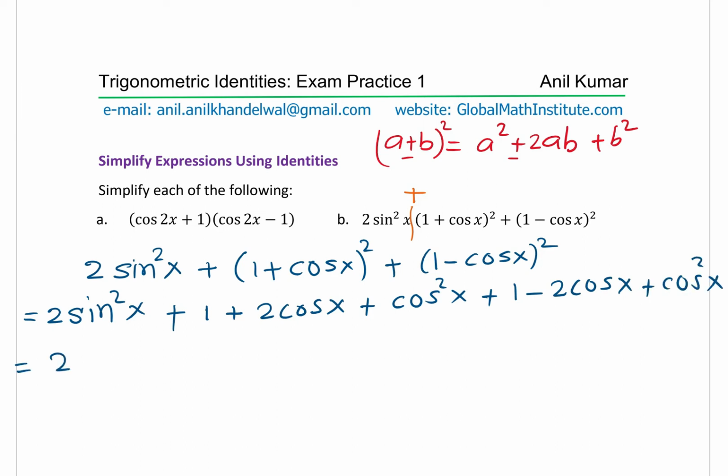So we get 2 sine square x. Now you can see that the two terms plus and minus 2 cos x, they cancel, right? So you could now write this as plus 1 is 2. And we have here plus 2 cos square x.